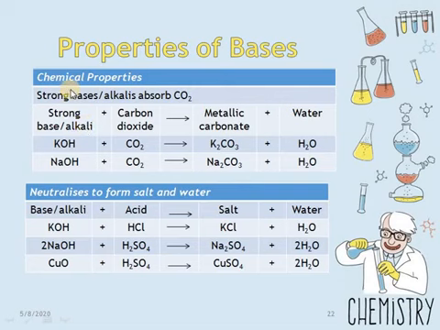Now the chemical properties. Strong bases or strong alkali absorb carbon dioxide to give the metallic carbonate and water. Now, acid and base, when they react with each other, they will give salt and water only. So, potassium hydroxide with HCl gives you potassium chloride and water only. Similar for these other two reactions. Here I have shown these two are both acids and alkalis and bases. This is the base.